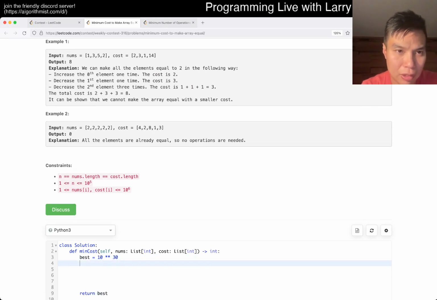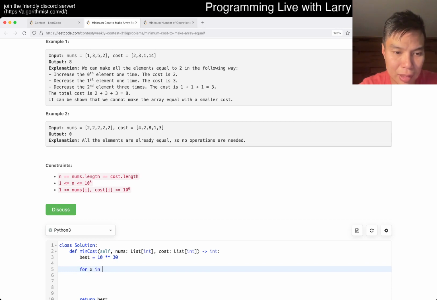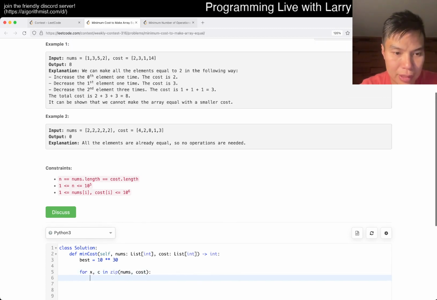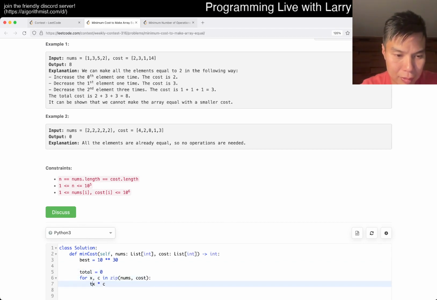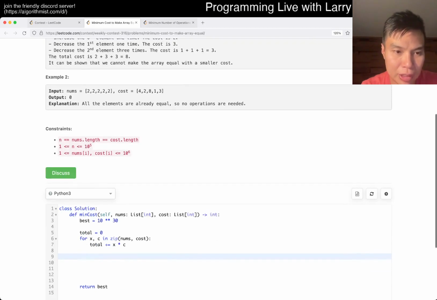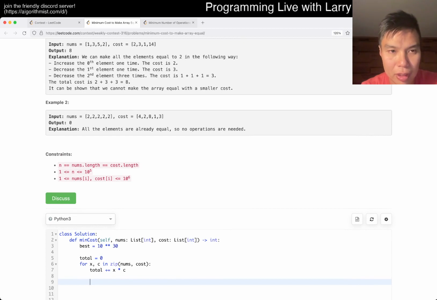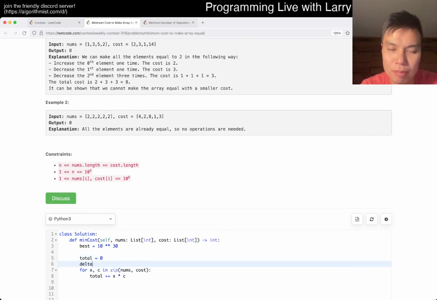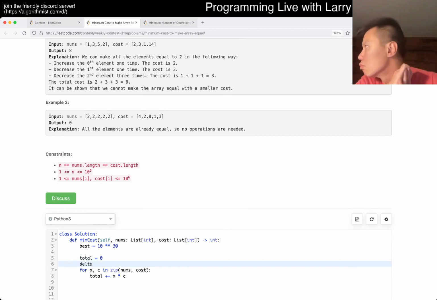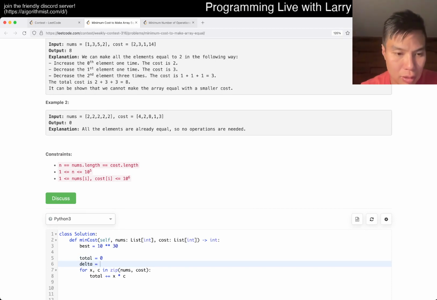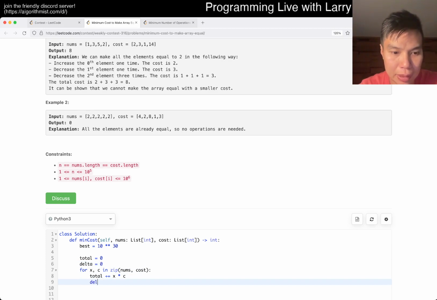And then now the cost of 0 is, for x in nums, cost. We want that's just x times c. So then that's the total cost if we reduce it to 0, right? And then now we have events in which, okay, delta. And also the delta is going to be just the sum of the costs, right?